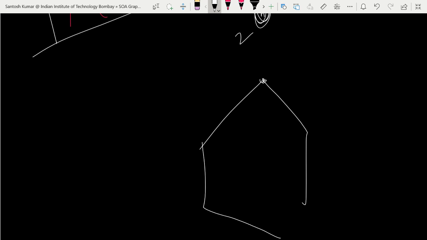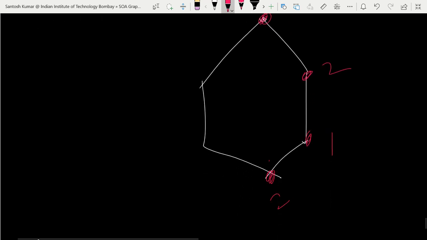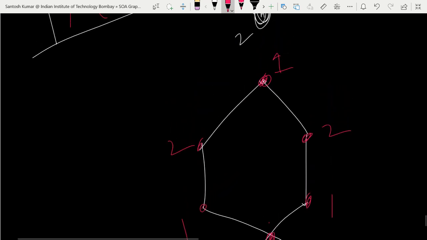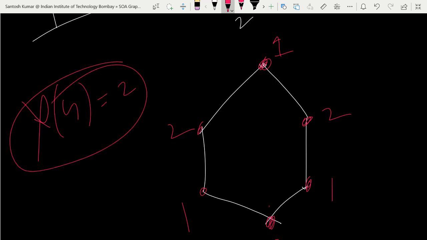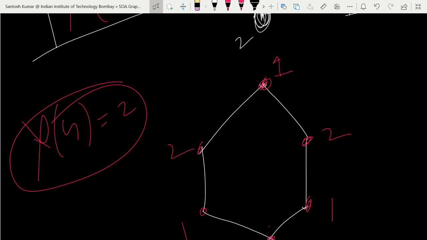Two. Yes, you can think of one, we take here two, here one, here two, then again one, and here two. So only two colors are enough. So the chromatic number of this graph is two. Okay. So this was just the basic thing. You might have learned it in the very beginning.